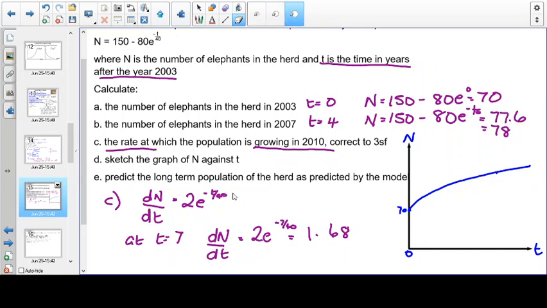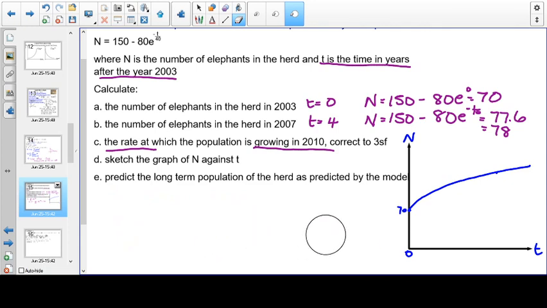And then question E, predict the long-term population of the herd as predicted by the model. So again, it's to do with what happens long-term. t tends to infinity. What is happening to this bit here? Oh, I wasn't supposed to colour over it. What is happening to this bit here?